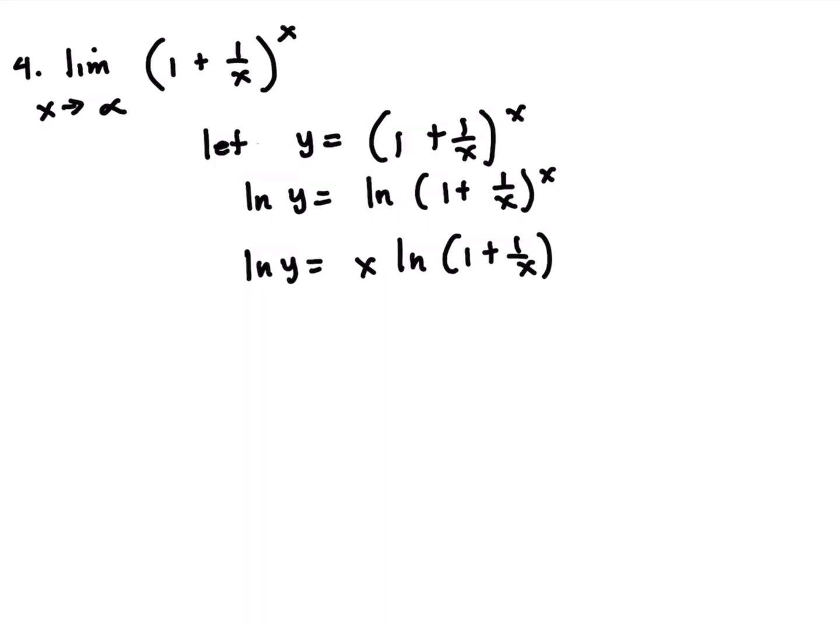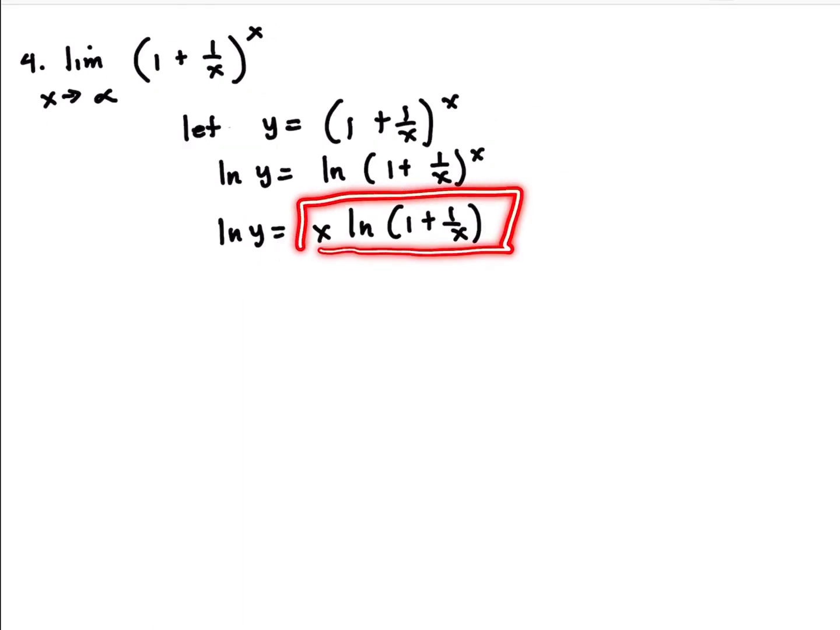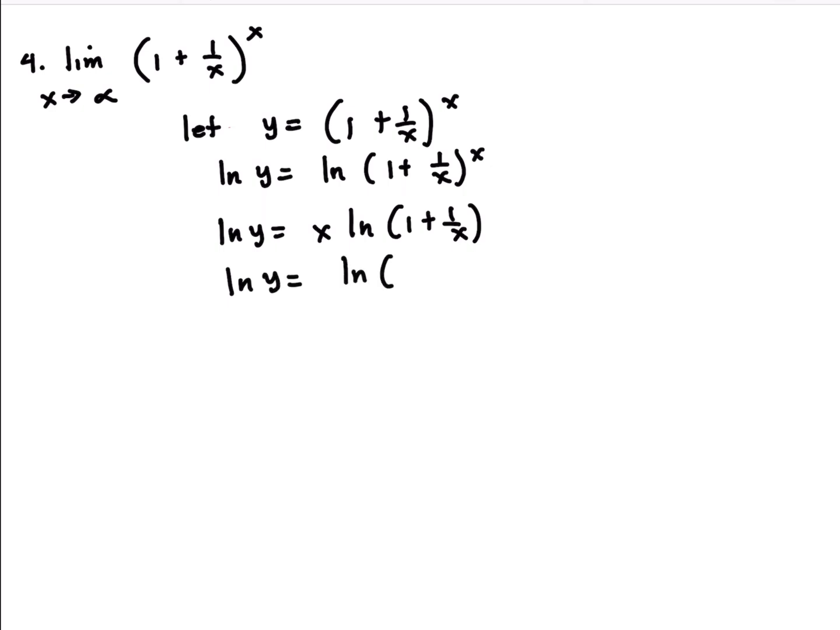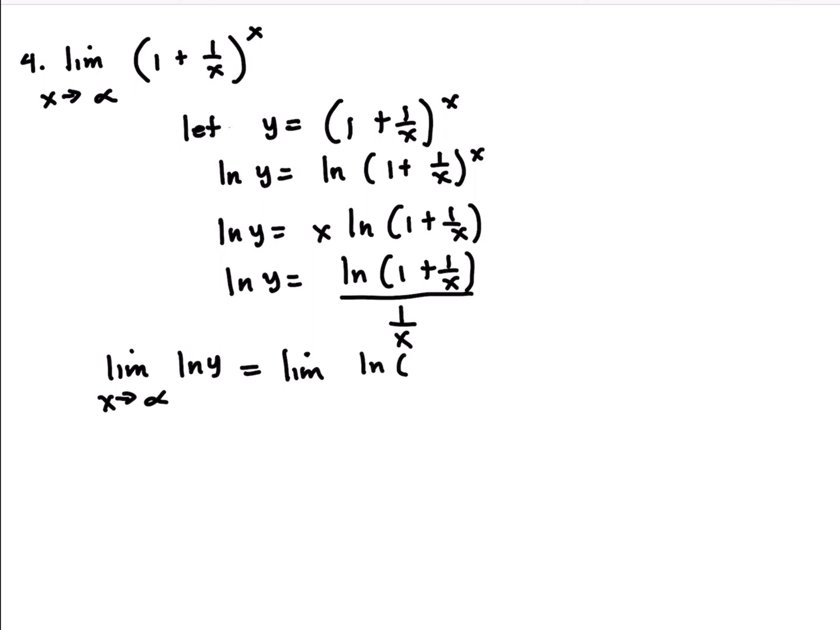So now we are going to express this into a quotient. Is there a way by which we can express this into a quotient? Yes. Ln of y is equal to ln of the quantity 1 plus 1 over x all over 1 over x. This is equivalent to the previous. Now we are going to take the limit. The limit of ln of y as x approaches infinity, and we shall work on the right side of the equation, is equal to the limit of ln of 1 plus 1 over x all over 1 over x as x approaches infinity. So applying L'Hopital's rule, we differentiate both numerator and denominator.